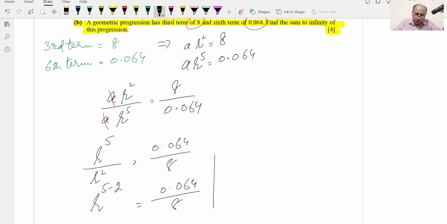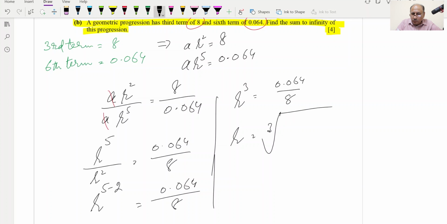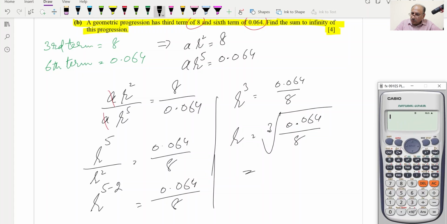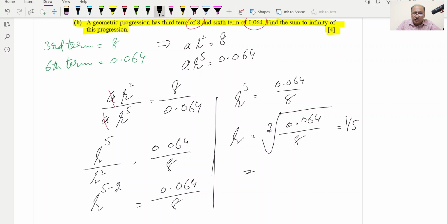So r raised to the power 3 is equal to 0.064 over 8, and r will be equal to the cube root of 0.064 divided by 8, and we can calculate this cube root. The fraction will be this one: 0.064 divided by 8, and this is equal to 1 over 5. So the r value is 1 over 5.